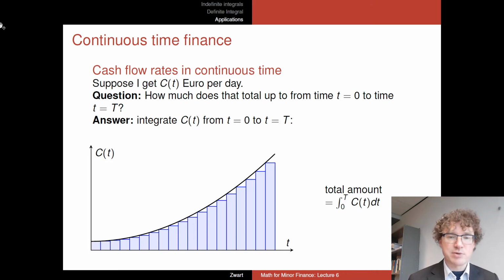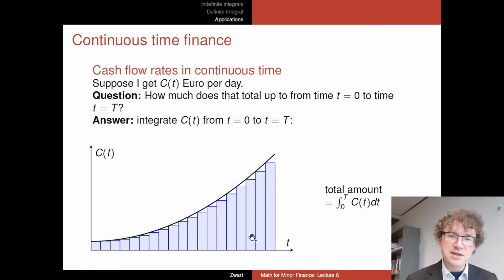Let's have a look at this particular graph. Suppose each of these vertical bars represents one day, right? So the first day I get 100 euro, the second day I get 105 euro, the third day I get 110 euro, and so on. Here you see the amount is nicely growing day by day. So how much do I get in total? Well, it's precisely the area of all these bars added up. So if I want to know the total amount, I would like to compute the area of all these bluish vertical bars.